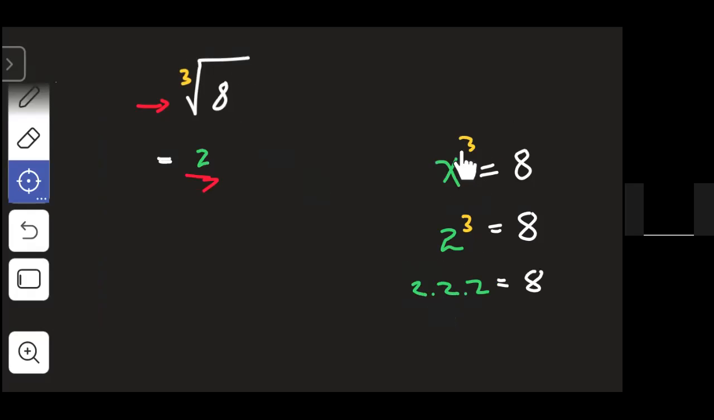Take a look at a radical, guys. A radical expression is just the opposite. It's just a reciprocal operation of exponents. So let's have a look at another one.